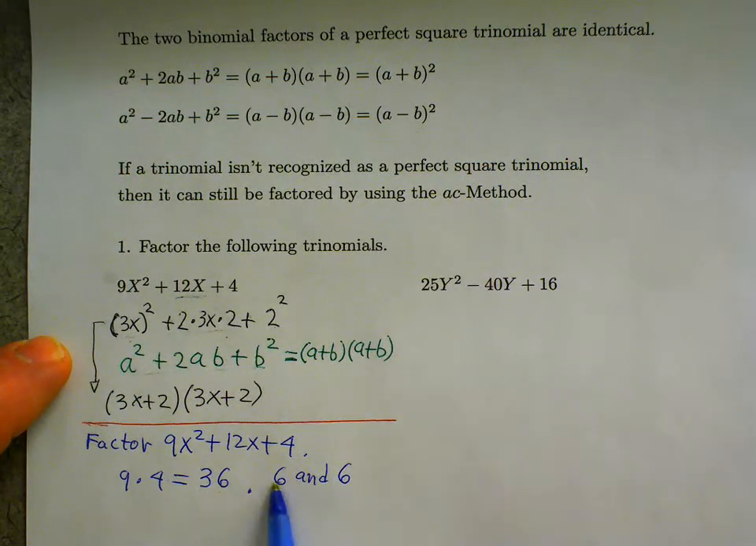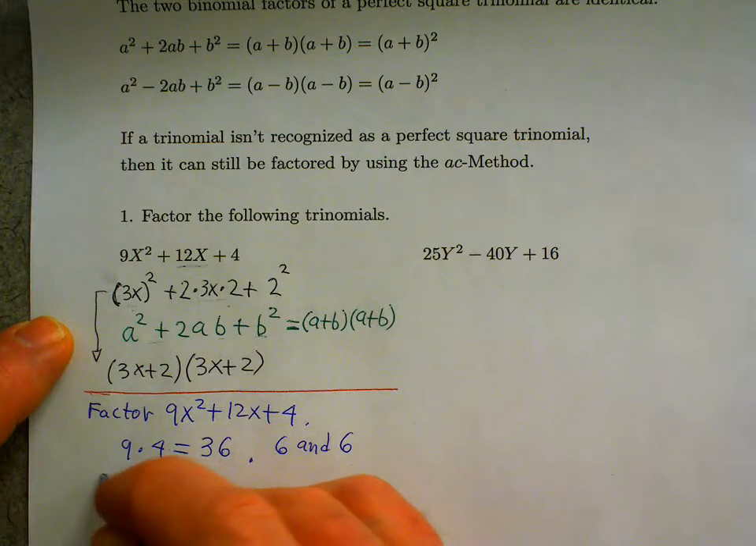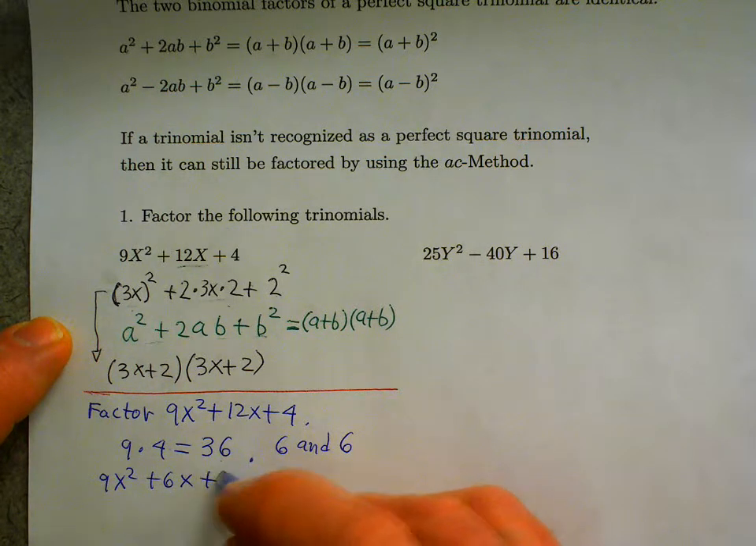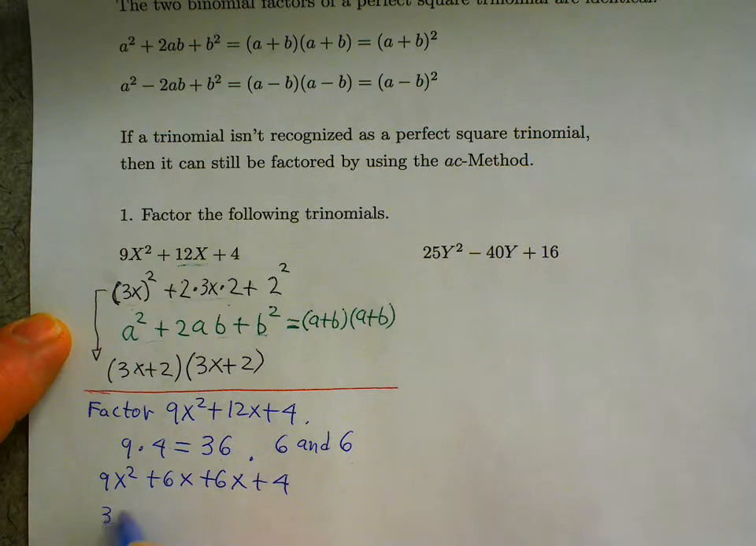But even if you don't remember that, you just proceed with the AC method, transform the trinomial into a quadrinomial, write it as 9x to the second plus 6x plus 6x plus 4, and then factor by grouping. Out of the first two terms, the greatest common factor is 3x. We factor 3x out of the first two terms, and the binomial is 3x plus 2.